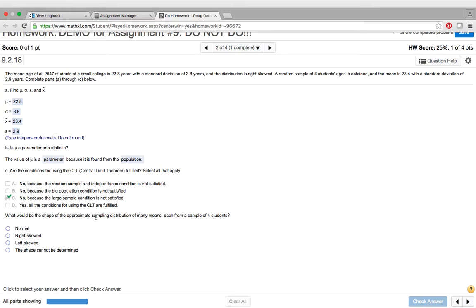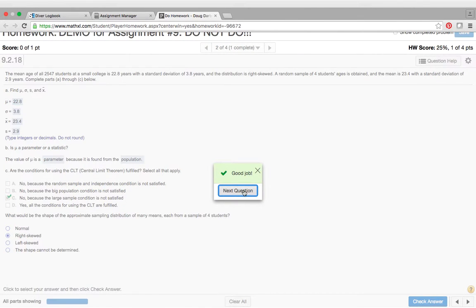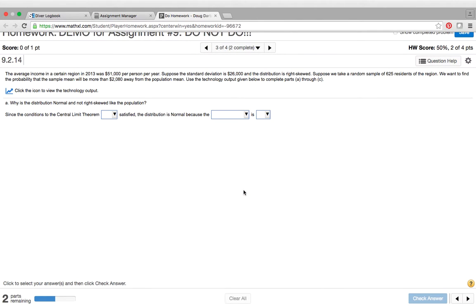What would be the shape of the approximate sampling distribution of many means, each from a sample of 4 students? Well, since the distribution is right skewed, I'm going to say that the distribution of means would also be right skewed. Now, what would we need to do to make the distribution normally distributed so we can use our calculator to calculate probabilities? We would need a sample size of about 25 or 30. Again, depending on the textbook, 25 for your textbook, 30 for most other textbooks.